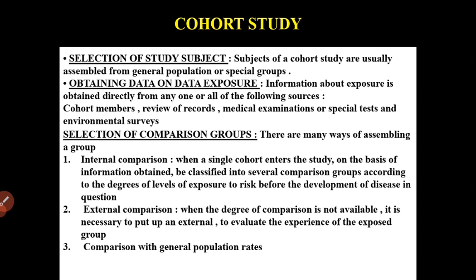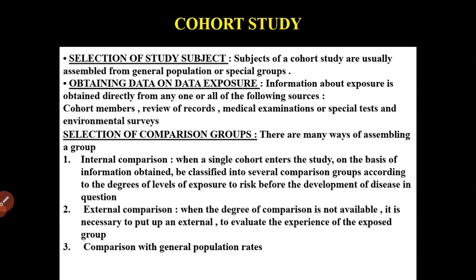Information about exposure is obtained directly from any one or all of the following sources like cohort members, review of records, medical examination, or special tests and environmental surveys. Fine. Selection of comparison groups. Now there are many ways. First is internal, second is external, third is with general population rate.